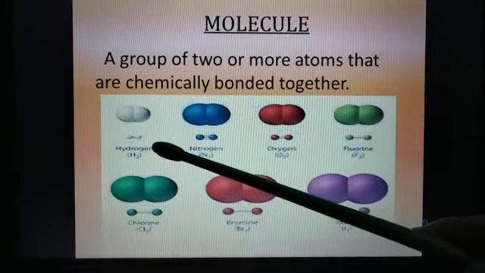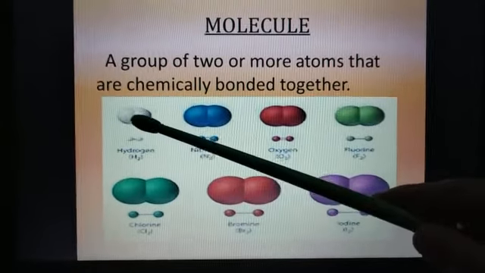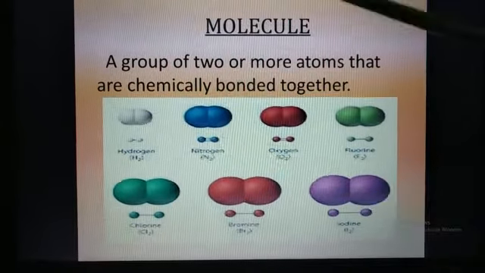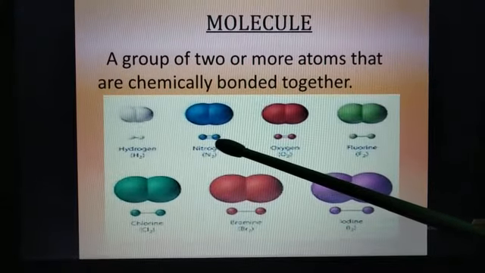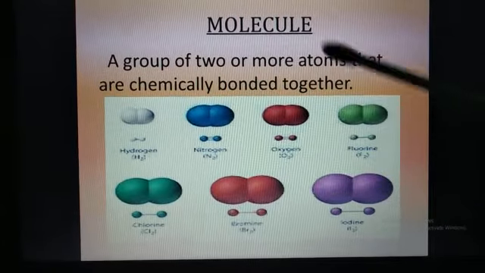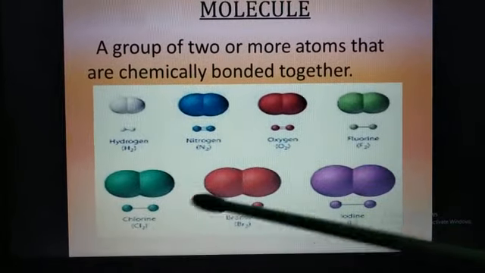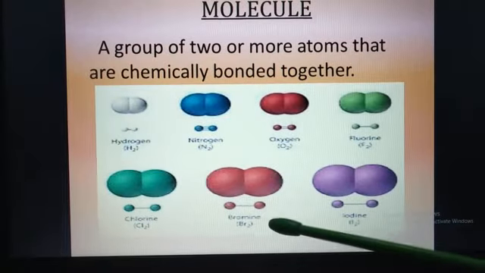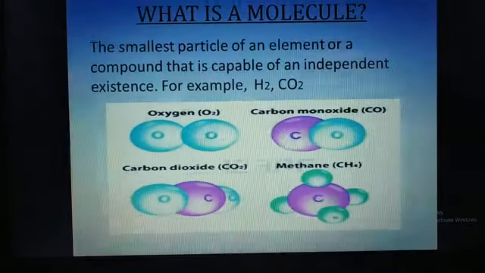These are examples of molecules. Like in hydrogen molecule H2, 2 atoms of hydrogen are bonded with each other. Similarly, in case of nitrogen molecule N2, 2 atoms of nitrogen are chemically bonded. Other examples are oxygen O2, fluorine F2, chlorine Cl2, bromine Br2, iodine I2.